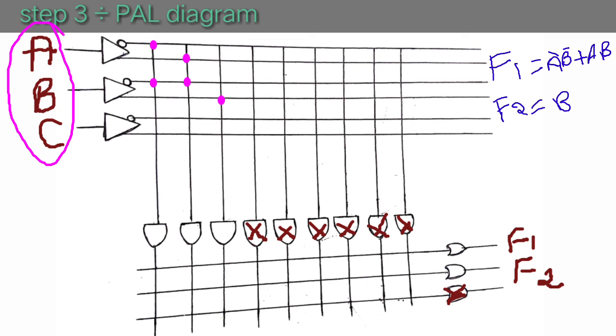The first column is A bar B bar, the second column is AB, the third column is B. Here A bar B bar and AB are product terms in the F1 function, so we give dots on the OR gate line, and B is the product term in the F2 function, so we give a dot on its OR gate line. So guys, this is the final PAL diagram.